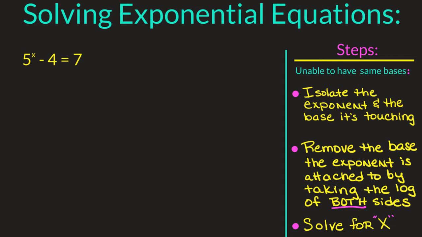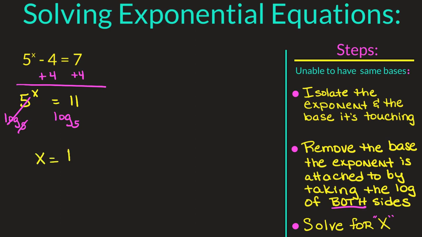For example number 2, 5 to the x power minus 4 equals 7. We need to isolate the base that has the exponent attached to it by adding 4 to both sides. This will then give us 5 to the x power equals 11. And then next we need to log base 5 on both sides.